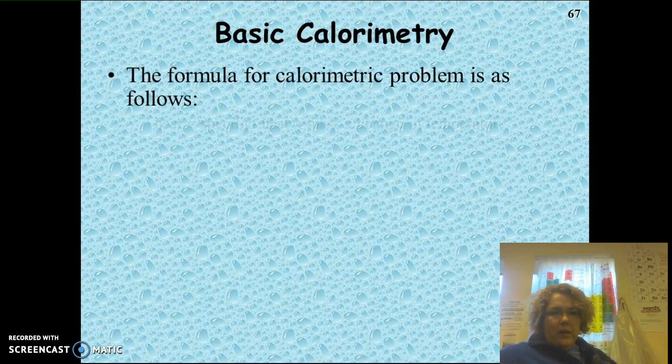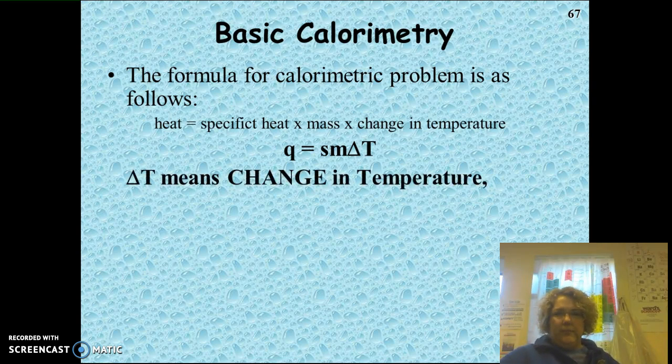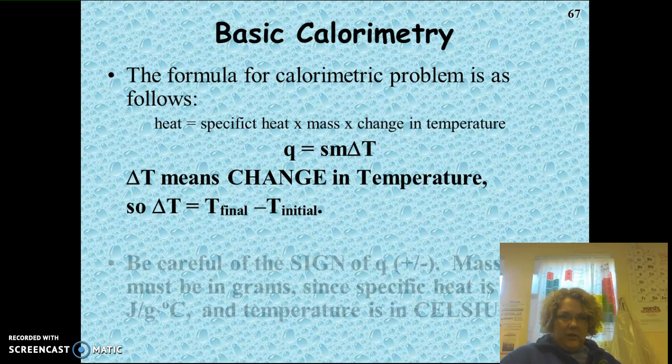Okay, so the formula for your basic calorimetry stuff, how much heat does it take, is Q = smΔT. Heat equals the specific heat times the mass in grams times the change in temperature in Celsius or Kelvin. Delta T means change, so final minus initial, how it ended minus how it started.